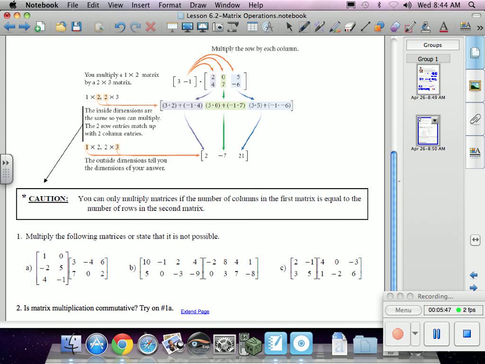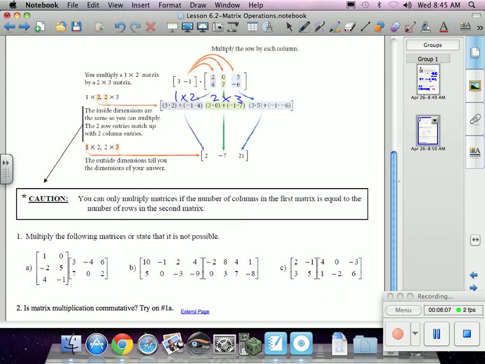So let's show what that means. What are the dimensions of this? It's a 1 by 2. This is a 2 by 3. So in other words, the number of columns has to match up with the number of rows, okay?